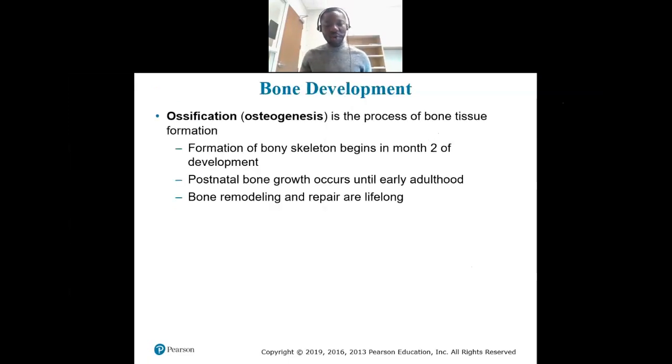All right. Now let's look at bone ossification or bone formation. Ossification simply means formation. Bone formation is the same thing as ossification, which is the same thing as osteogenesis. Osteogenesis, the beginning of bone. All right. Now, formation of the bone skeleton begins in month two of development. So you know that the time when the child is referred to as an embryo.